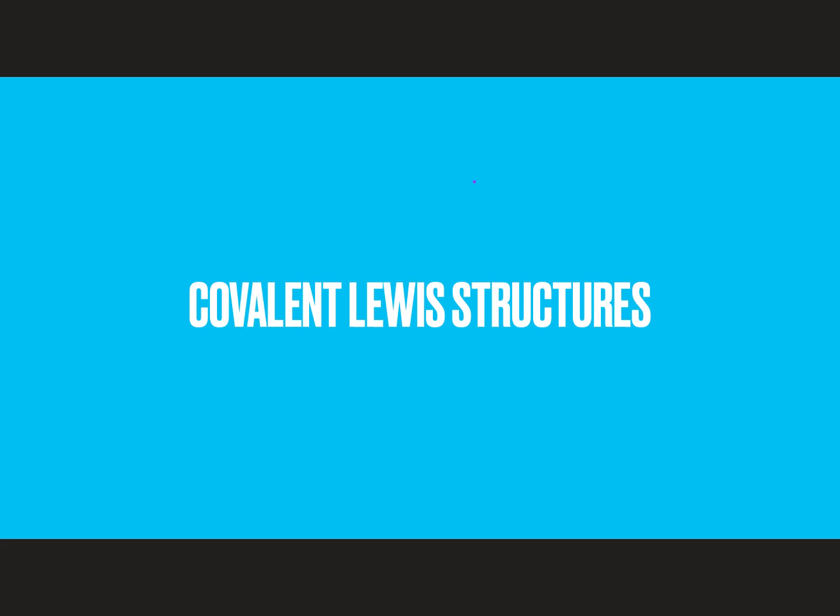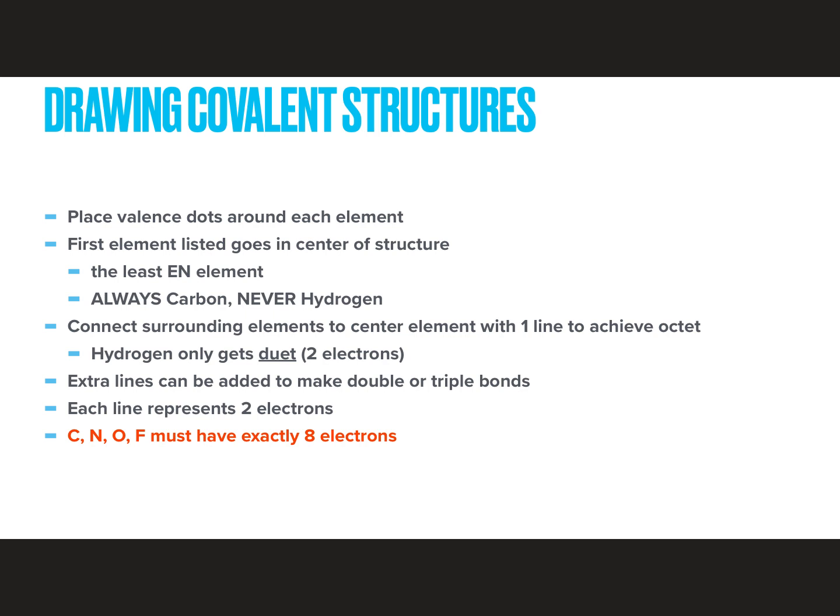This lesson will focus on drawing covalent Lewis structures. Drawing covalent structures is different than drawing ionic structures. In the previous lesson with ionic structures, we always had the same format of 0 dots on the metal and 8 dots on the nonmetal. Covalent doesn't work that way because in covalent bonding, there is a sharing of electrons.